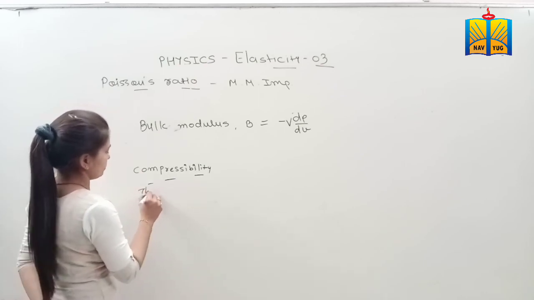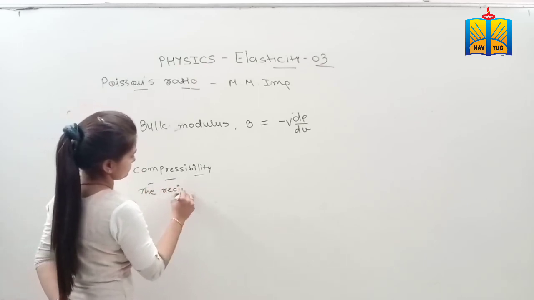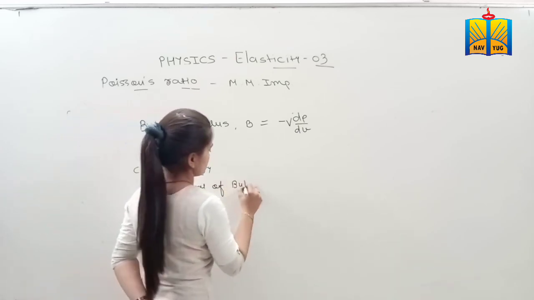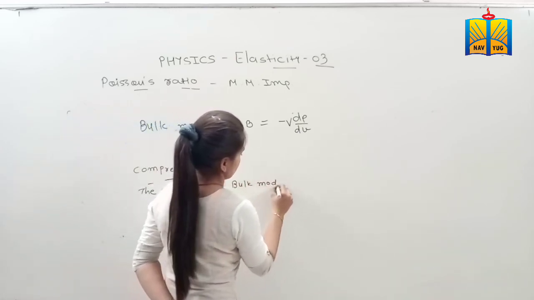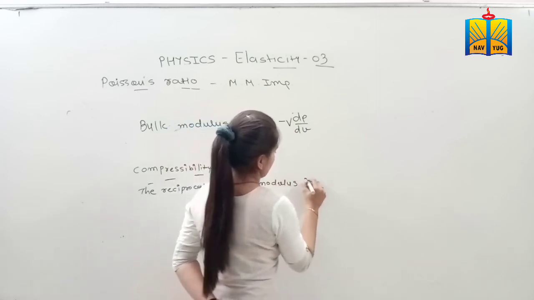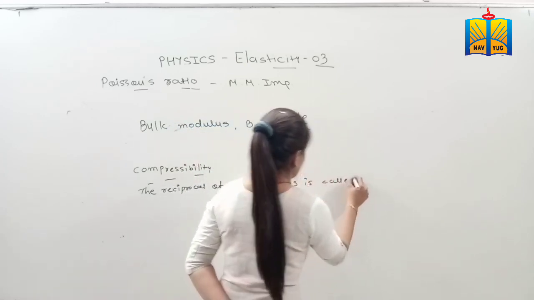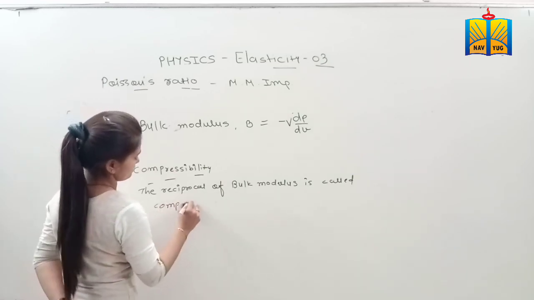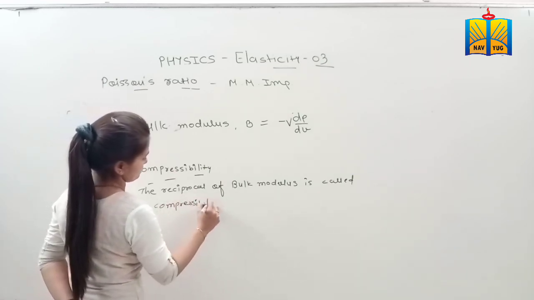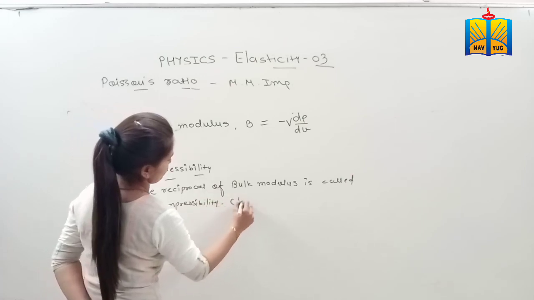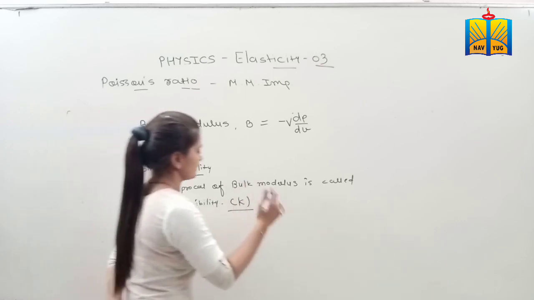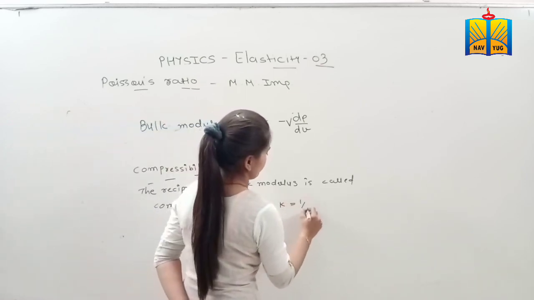The reciprocal of bulk modulus is called compressibility, denoted by capital K. K is equal to 1 upon B.